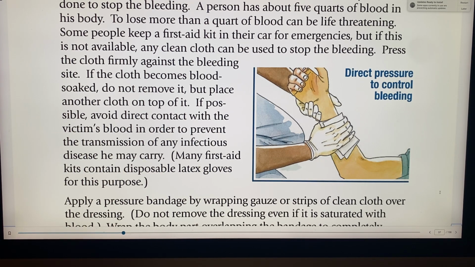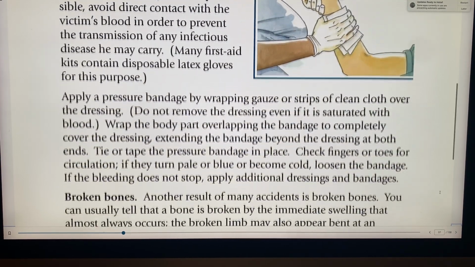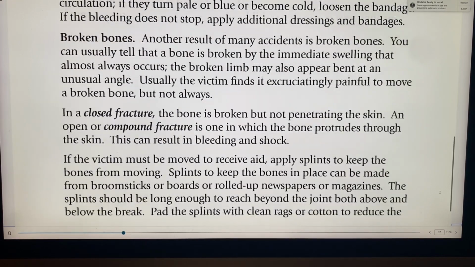Tie or tape the pressure bandage on, and then always check for circulation in their fingers and toes to make sure you didn't tie it too tightly. So check their fingers and toes, make sure they're not turning bright blue, see if they're cold, and loosen the bandage if it seems that way. But make sure the bleeding doesn't start again, of course, if you loosen the bandage. So that's bleeding.